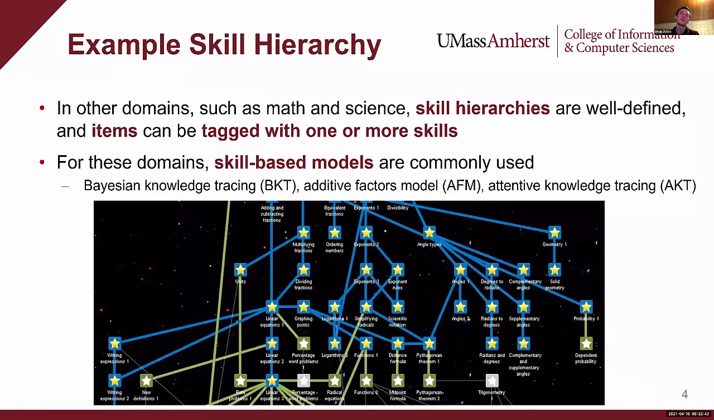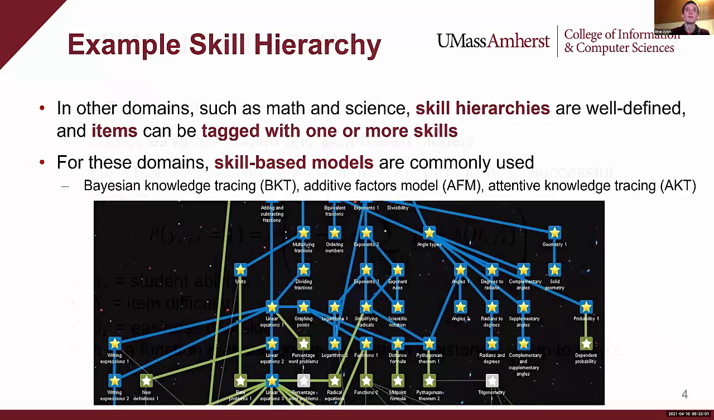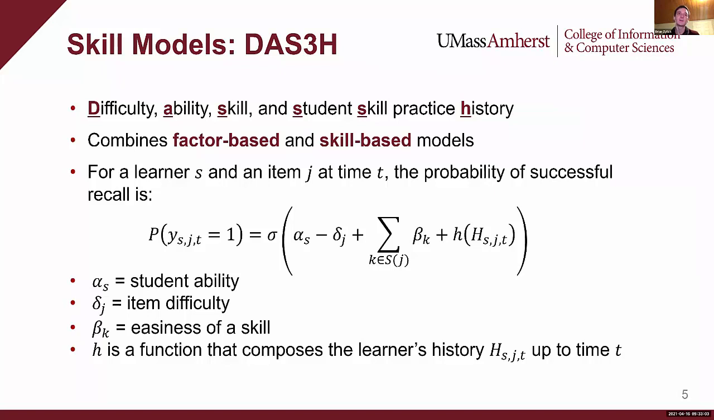In other domains, such as math and science, skill hierarchies are more well-defined. As you can see, there's a skill hierarchy here from Khan Academy for math. And items can clearly be tagged with one or more skills. For these domains, skill-based models are more commonly used. One recent skill-based model is DAS3H. DAS3H stands for Difficulty, Ability, Skill, and Student Skill Practice History.